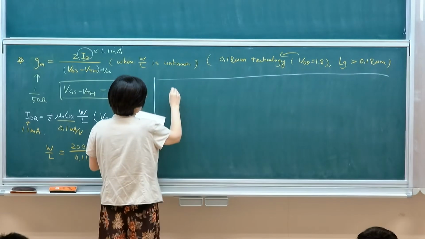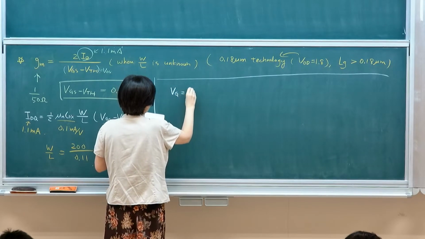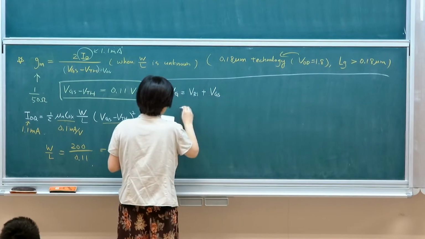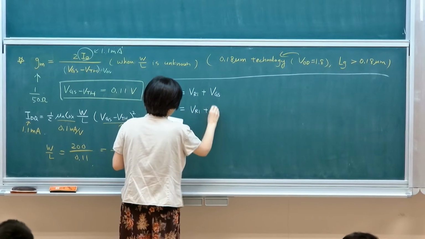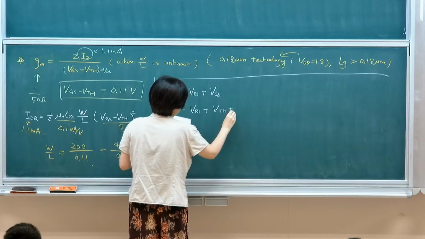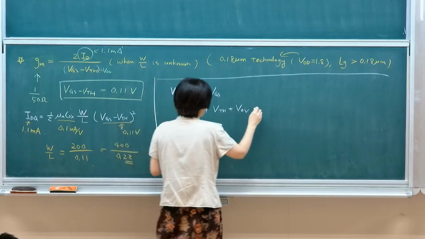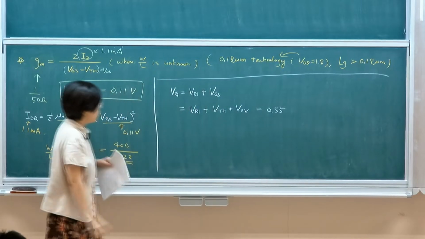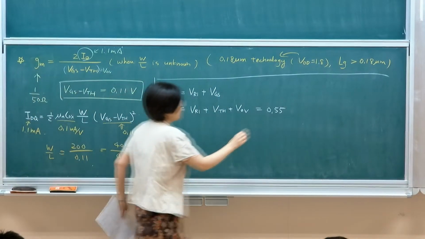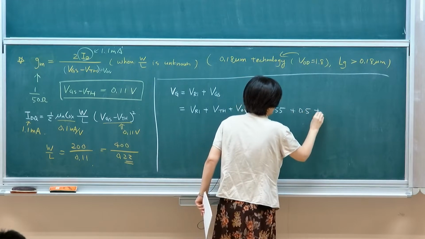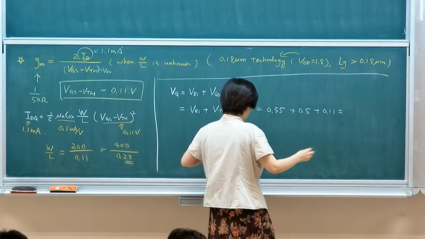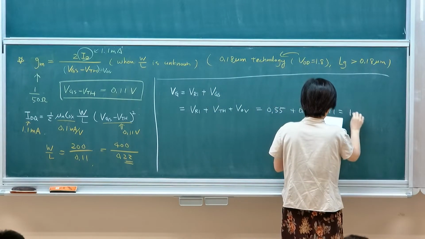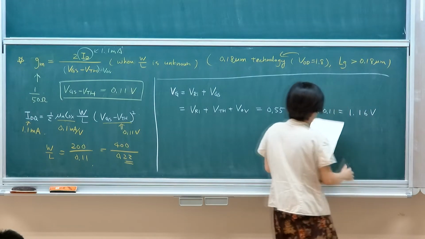So then VG, your gate voltage, will be VR1 plus VGS. So VR1, this will be V threshold plus an overdrive. I know that my VR1 is 0.55, or if you want to use millivolt, that's fine. And this is 0.5 volt, and this is 0.11. Therefore, I should know that the targeted gate voltage should be 1.16. Did I get it right?